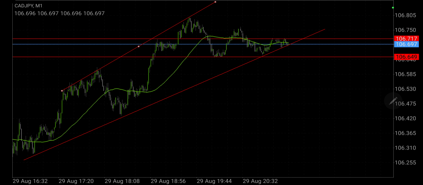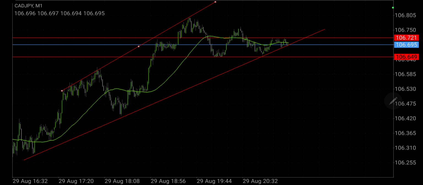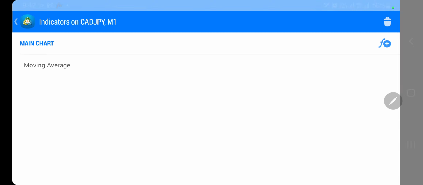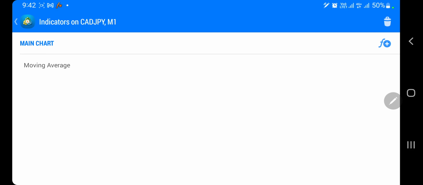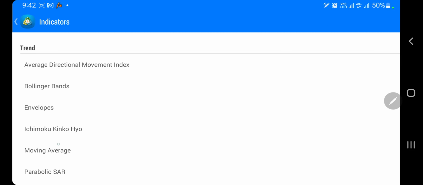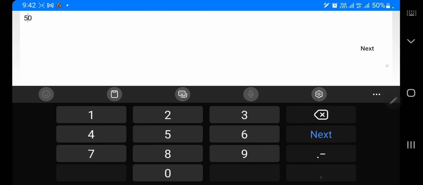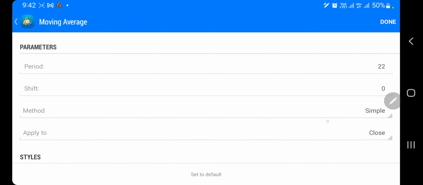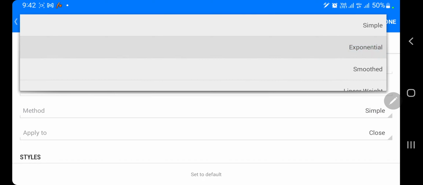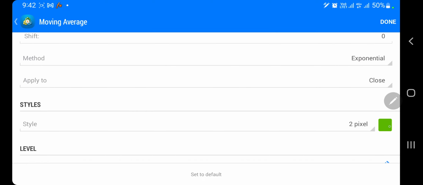Okay, and done. Once you're done, you can see the red one, the previous one, is gone, so I did it on the previous one. Let's bring it back. Sorry guys, here again is the new data, this was my mistake, and make it 22, next. Here exponential, close, red, got it.